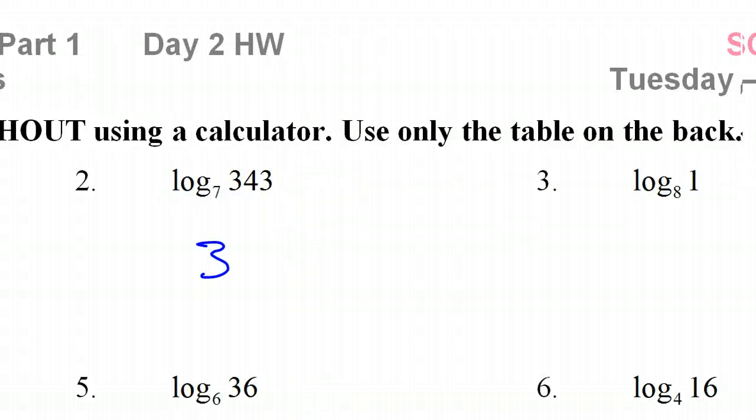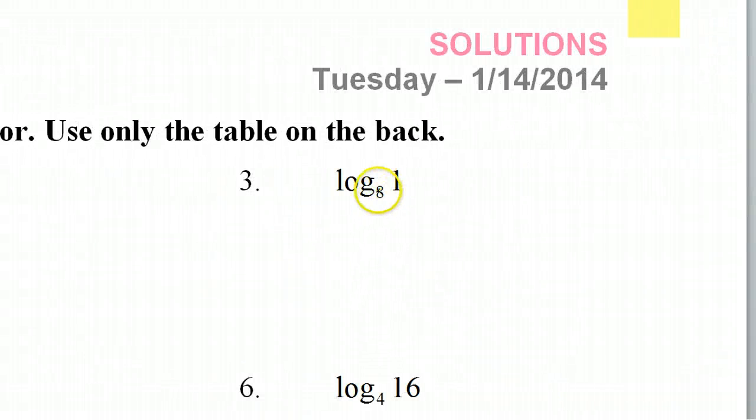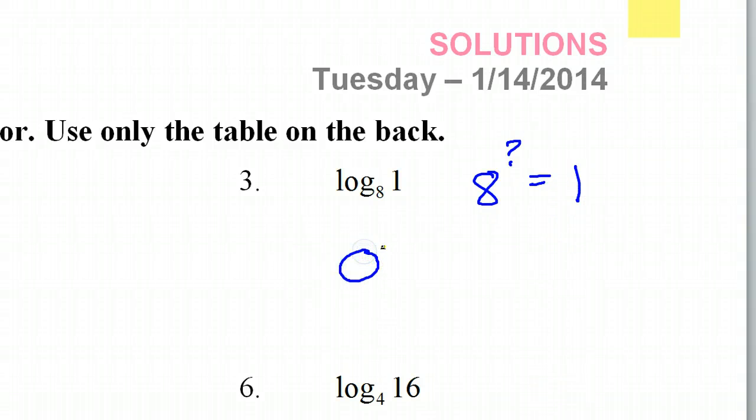Boom, that's it. What power changes 8 to a 1? Well, okay, 8 to what power gives you 1? That's weird. Oh yeah, that's right, 0. Because anything to the 0 power is 1, right? 8 to the 0 power equals 1. So, the answer is 0.